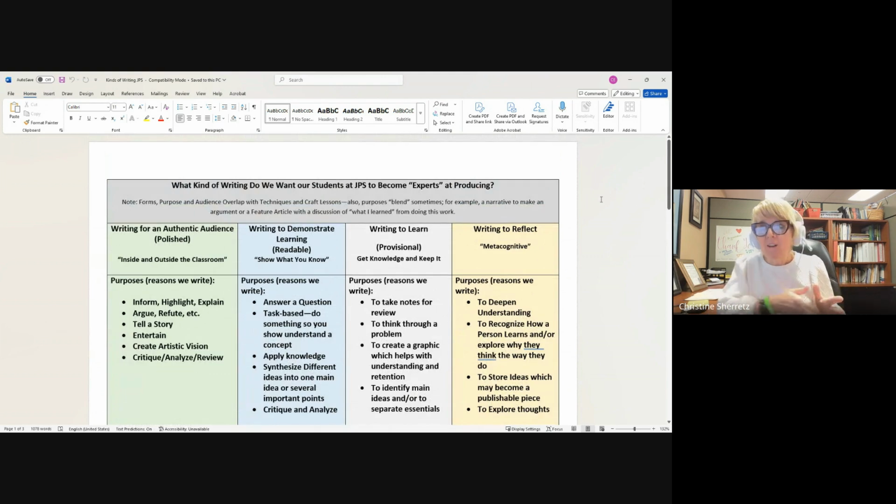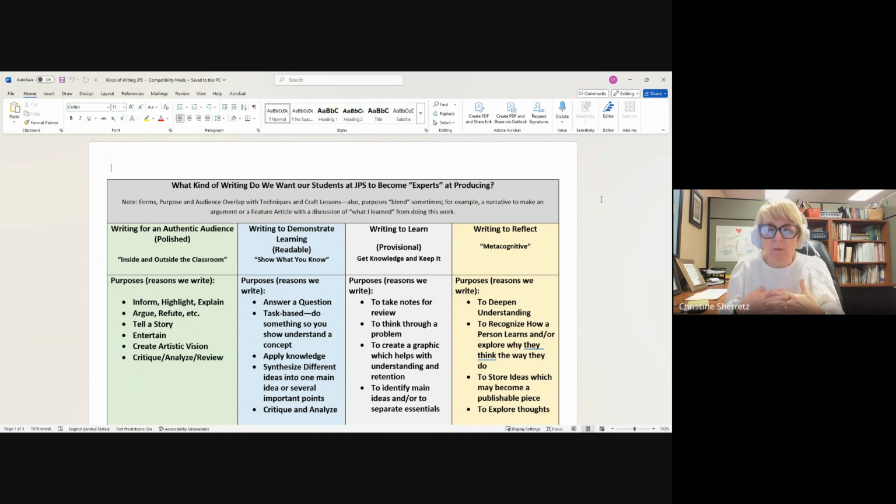When you think about the audience of polished writing, it could be anybody. It could be parents, it could be other students, it could be teachers. You could have an audience just beyond the school. When you think about writing to demonstrate learning, or showing what you know, the audience is usually the teacher, right? So that is shorter writing where, again, the students are demonstrating what they know about the content.